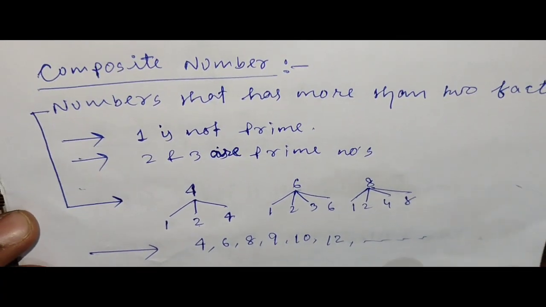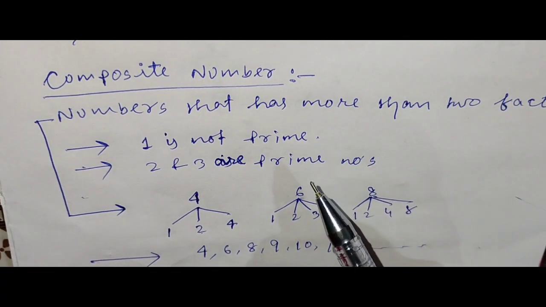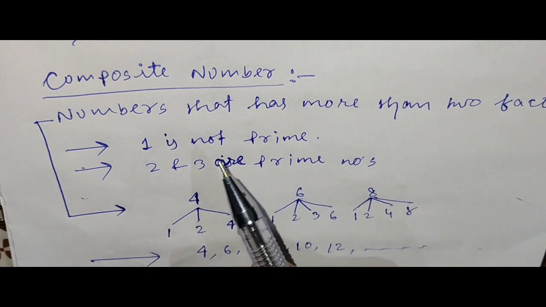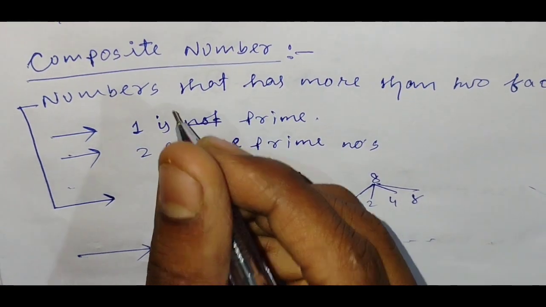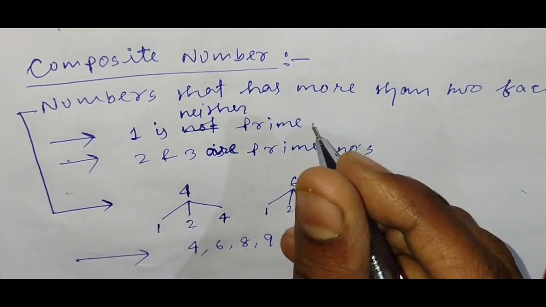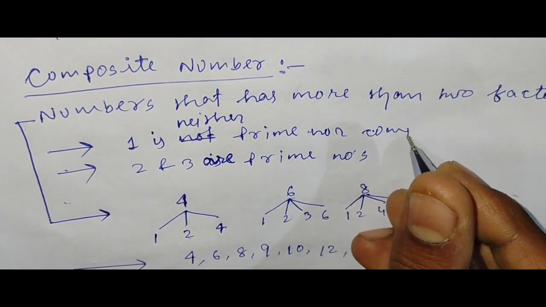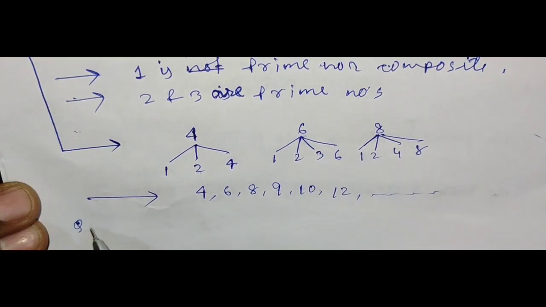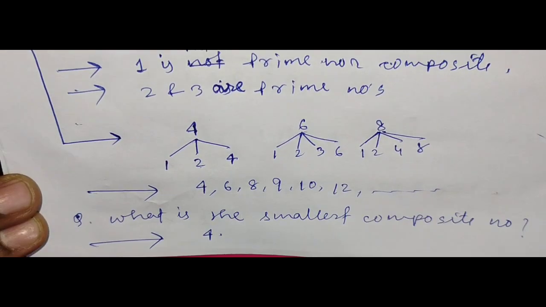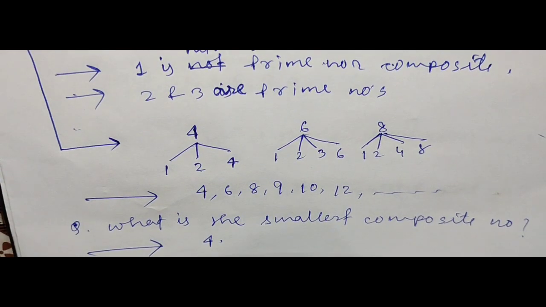I had written that 1 is not prime. So now, is 1 composite? No. 1 is neither prime nor composite. Now the question arises: what is the smallest composite number? 4 is the smallest composite number.